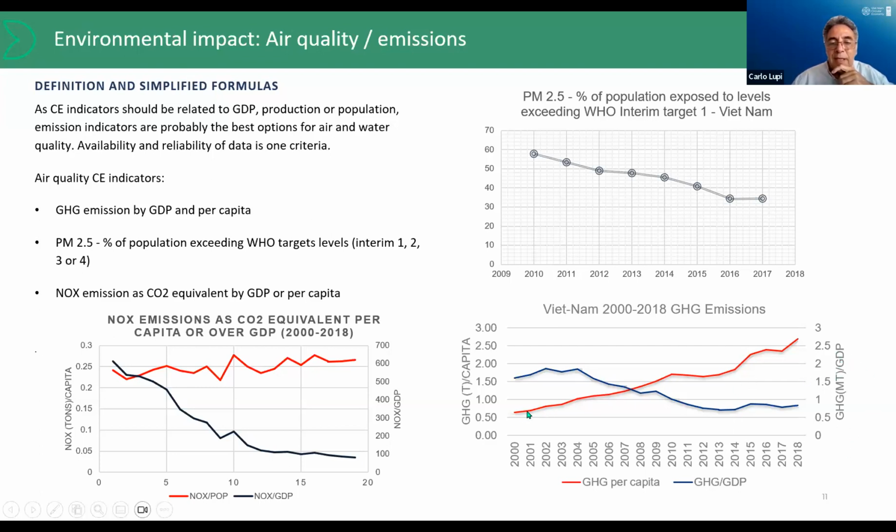We have a similar situation compared to other indicators. When we consider per capita, we see that in Vietnam, the greenhouse gas emission increased quite a lot from the year 2000, 5 times more now than the year 2000. So that means that Vietnam is running away from circularity in this field. The picture is a bit better if we consider these indicators compared to GDP, but again, this might be due to the partial dematerialization of the economy.